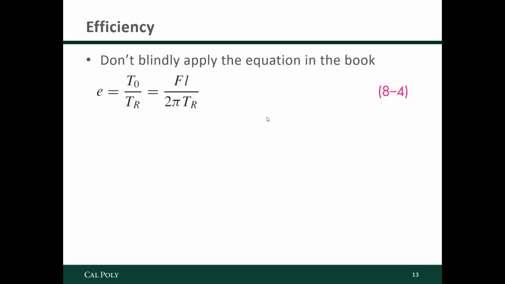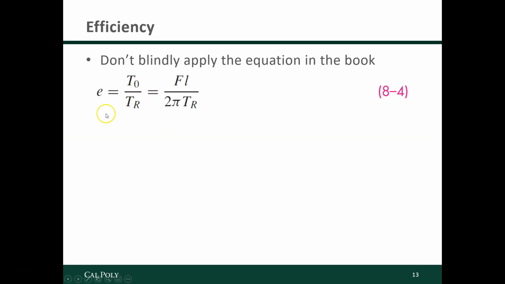So let's talk just a little bit about efficiency. I would not just blindly apply the equation in the book. In Shigley, it gives this equation for the efficiency, and it puts TR down there. And you need to think about it. Is TR the full torque that's required to raise the load or to do the positive work? To do whatever you're trying to do with the screw? No, you also need to consider the collar friction. So I wouldn't use this.